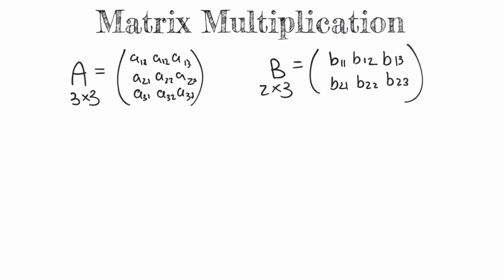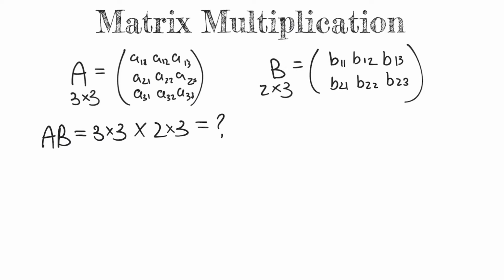In this video, we're going to take a look at matrix multiplication. Let's start by having some matrix A of the size 3 by 3 multiplied by some matrix B of the size 2 by 3. We'll write it down as AB, which equals a 3 by 3 matrix times a 2 by 3 matrix. So what does that give us?